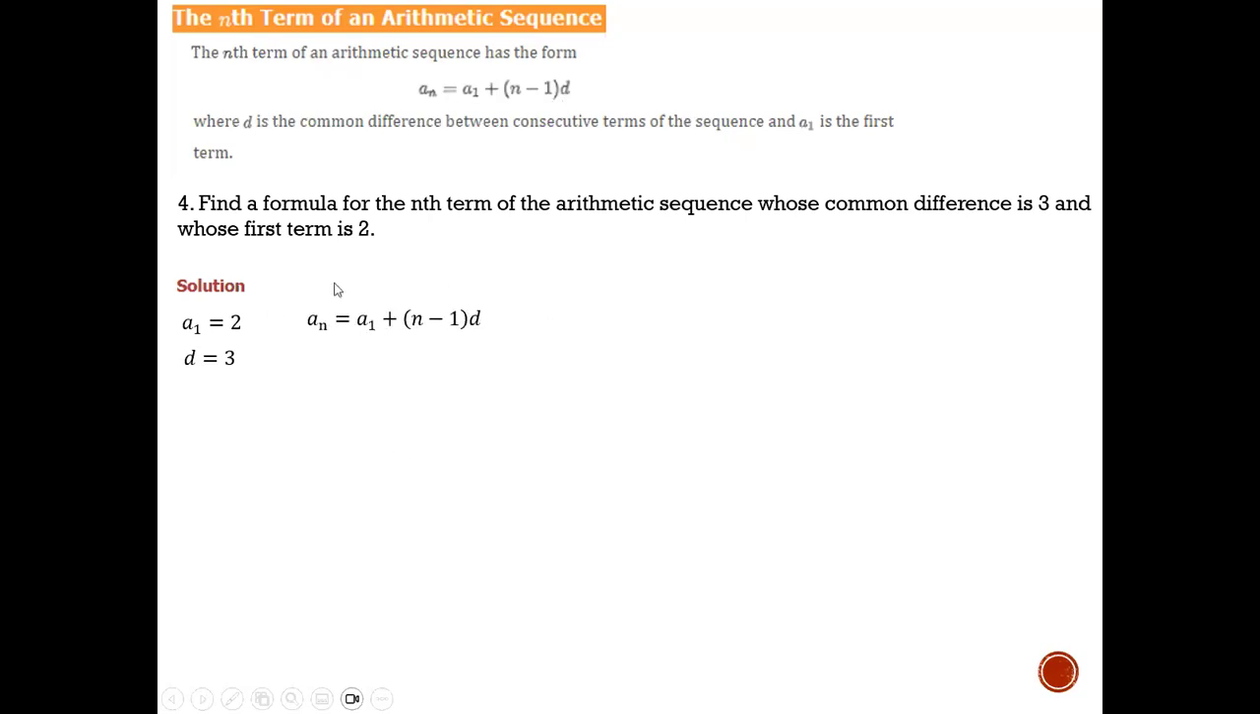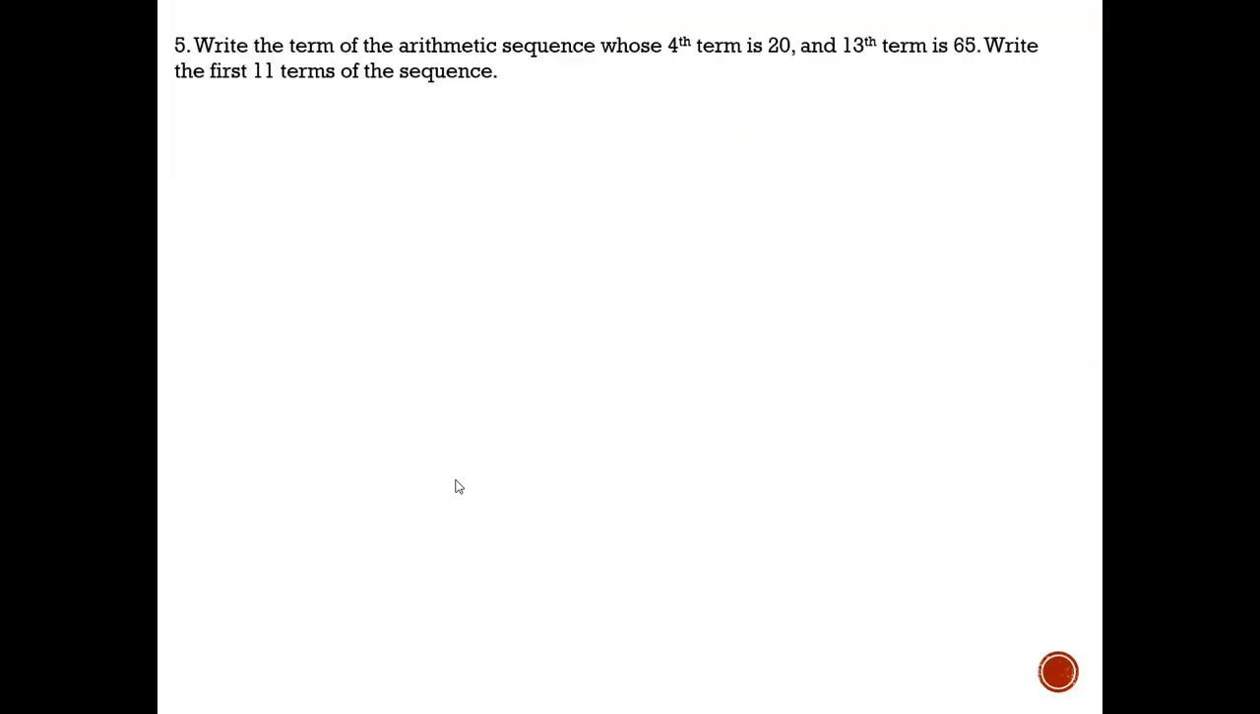So here's our formula. We're just going to plug these values into the formula. A sub 1 is 2. D is 3. We plug that in. When I distribute the 3, I get 3n minus 3. Simplifying, combining like terms, 3n, negative 3 plus 2 is minus 1. And that's going to be our formula for the nth term. Okay.